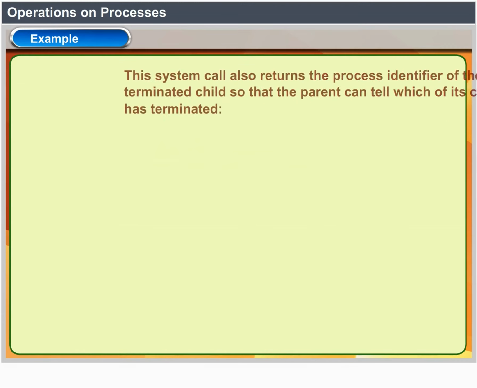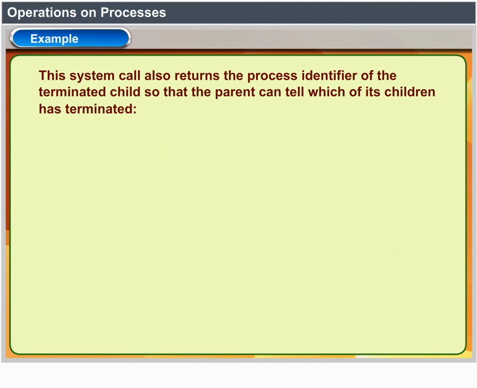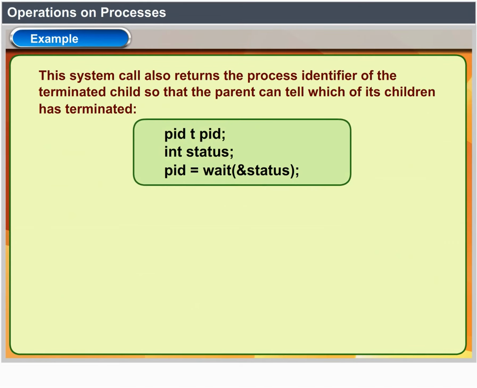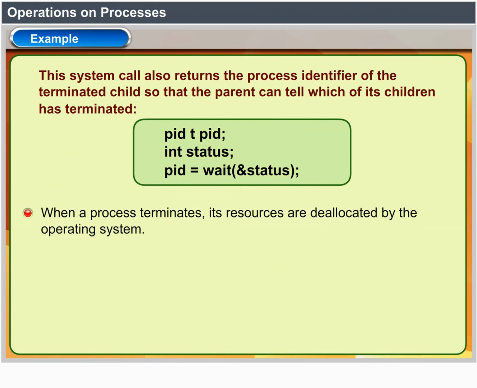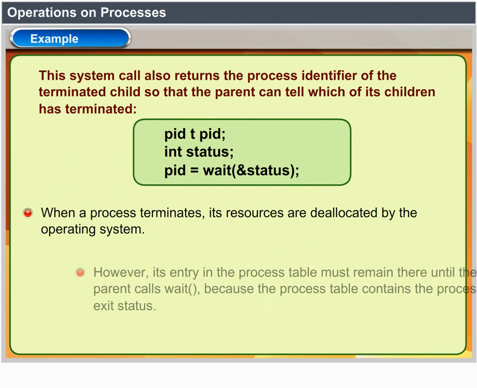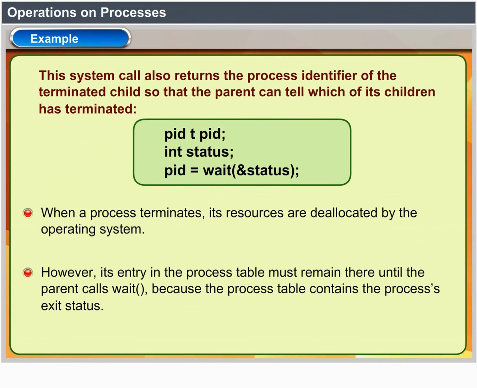This system call also returns the process identifier of the terminated child so that the parent can tell which of its children has terminated. pid_t pid; int status; pid = wait(&status); When a process terminates, its resources are deallocated by the operating system. However, its entry in the process table must remain there until the parent calls the wait function, because the process table contains the process's exit status.